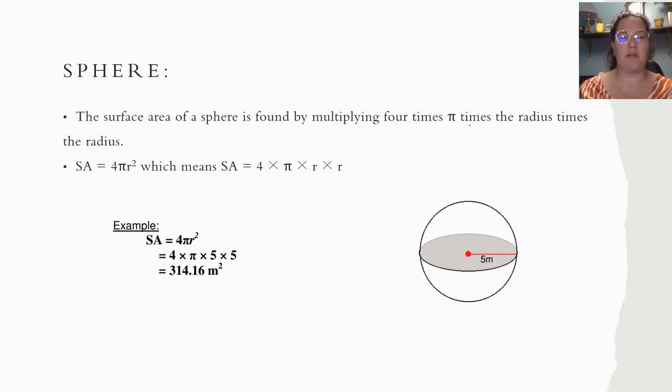Okay, and one of our final shapes is the sphere. Now, the surface area of a sphere is found by multiplying 4 times pi times the radius squared. So surface area is 4 pi r squared.